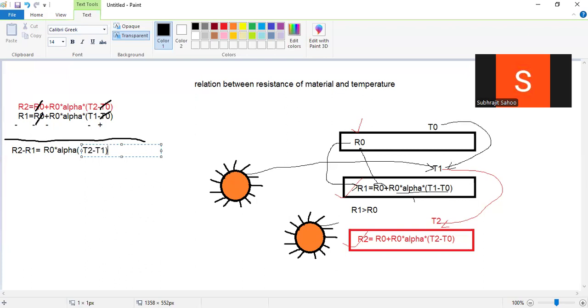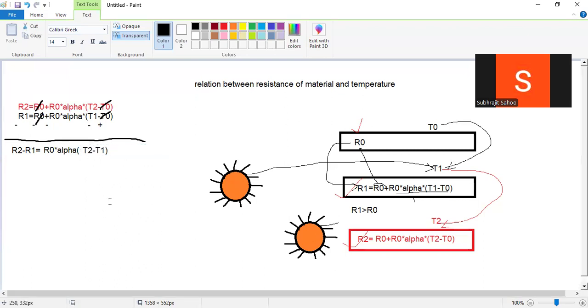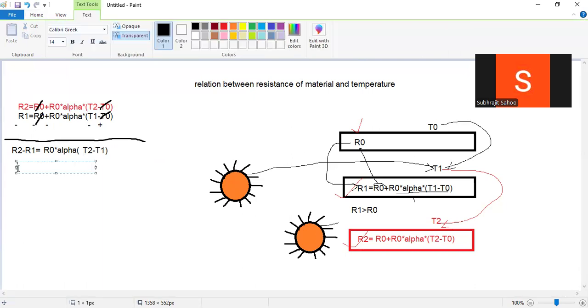If I simplify this further, what will I get? T2 minus T1 equals R2 minus R1, in brackets, divided by R naught into alpha. This is the relation I will get.